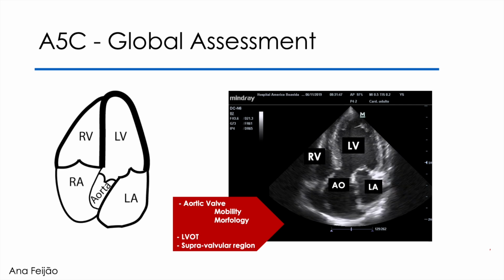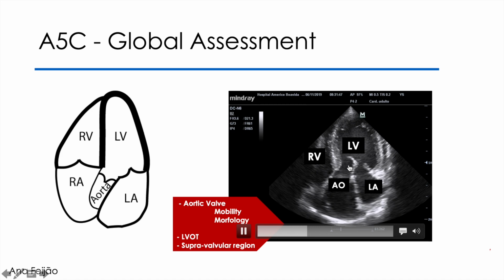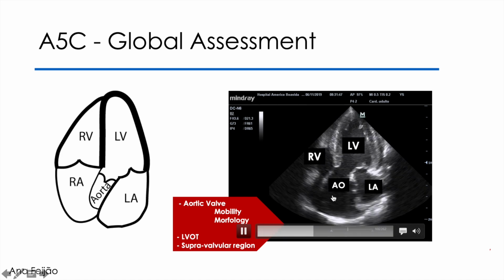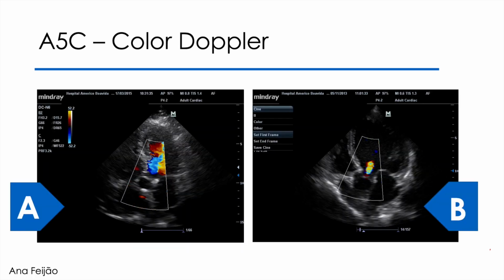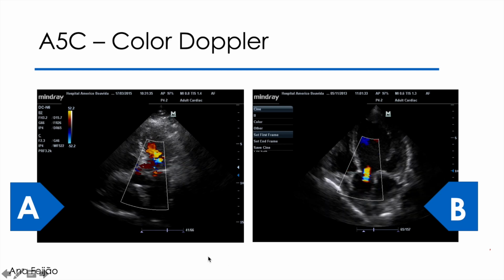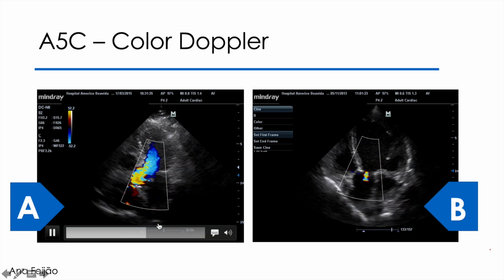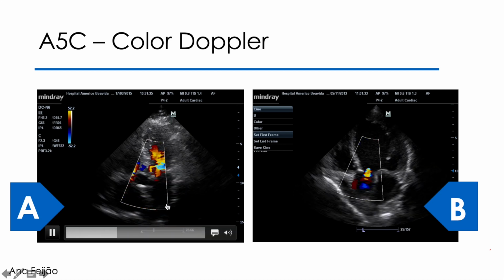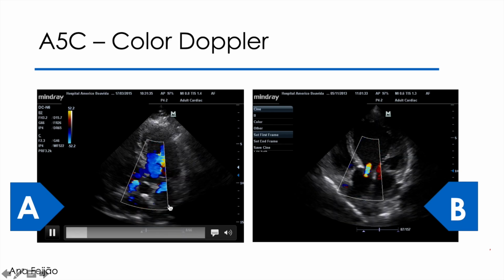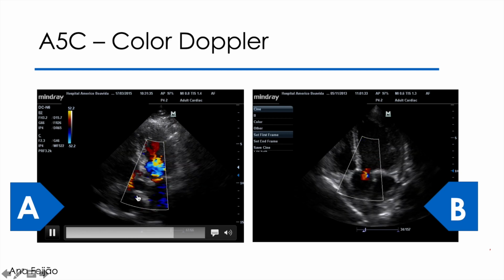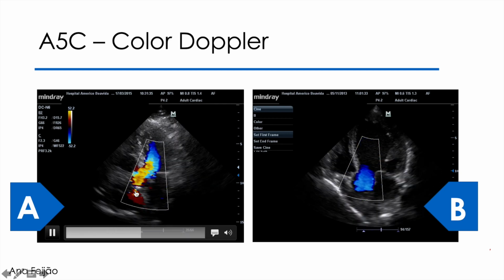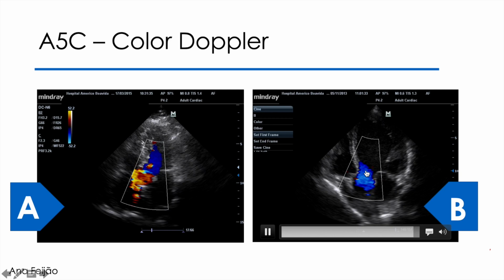It is also a view where we must morphologically evaluate the left ventricular outflow tract and the supravalvular region. We then assess the dynamics of blood flow with color Doppler. I call the color Doppler window, lower the general 2D gains, and orient the sector size so as to place the aortic valve in the middle and be able to understand the dynamics of systolic flow and regurgitation if existent.